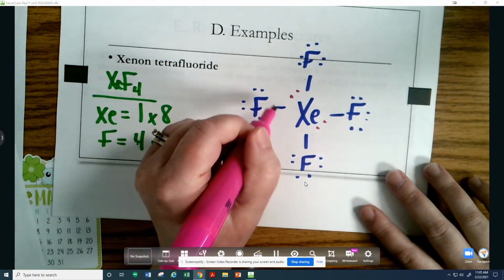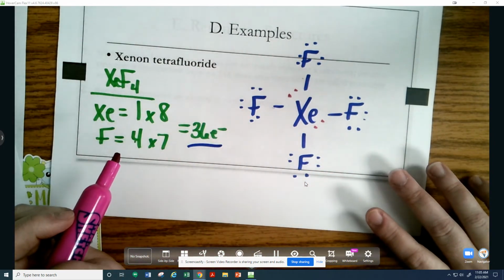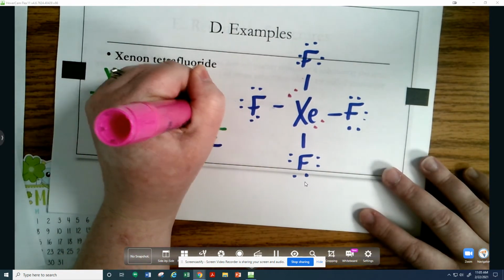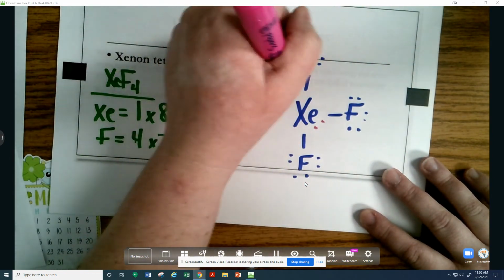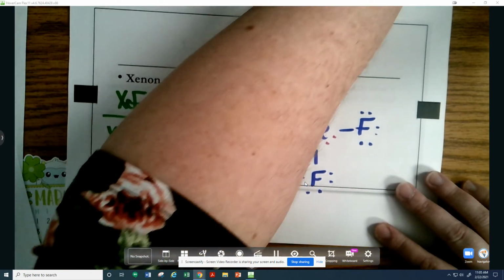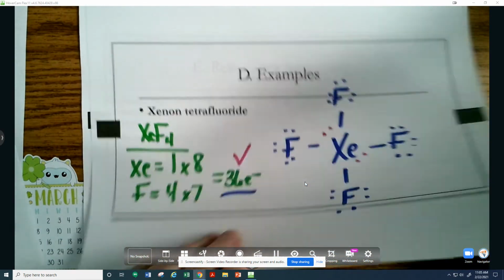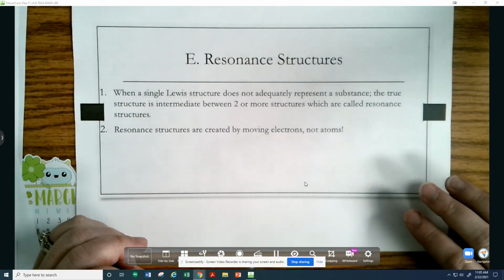I'm going to place them kind of diagonal here, off kilter with my bond, so I don't lose track of them. That gave me 4 more electrons to get to that 36. So this part is good. All the fluorines are good with their complete octets, and then xenon, that central atom, will take on that expanded octet.